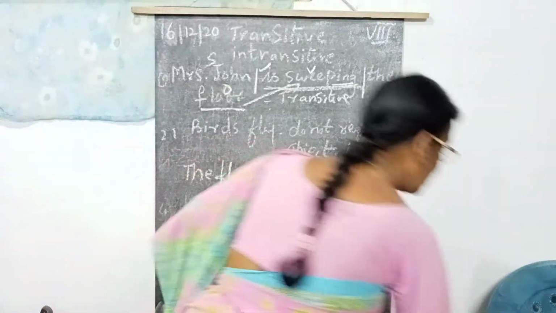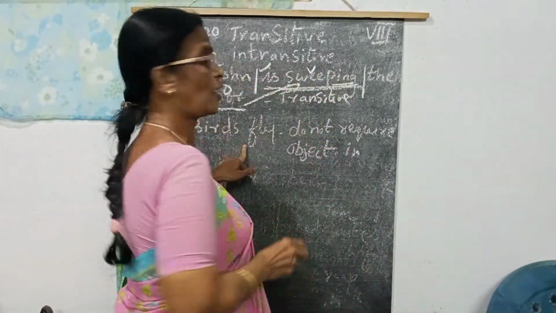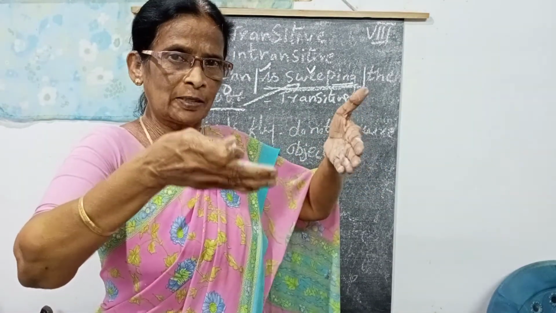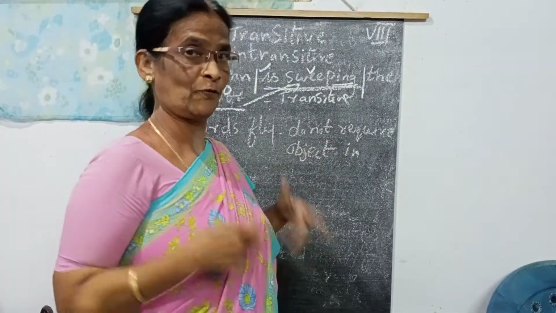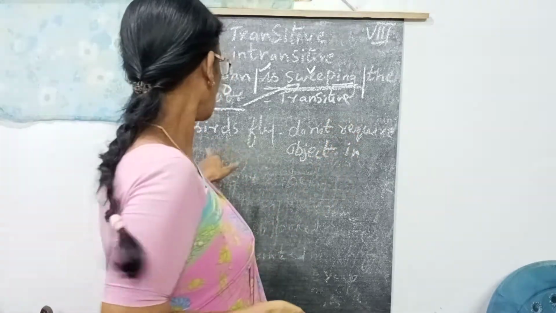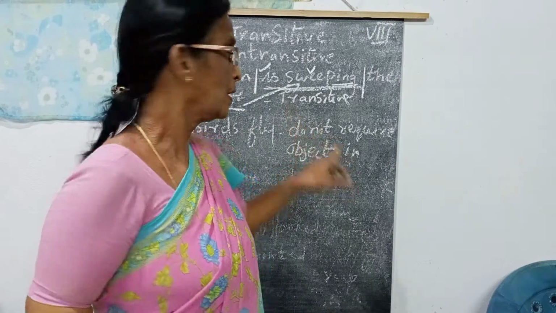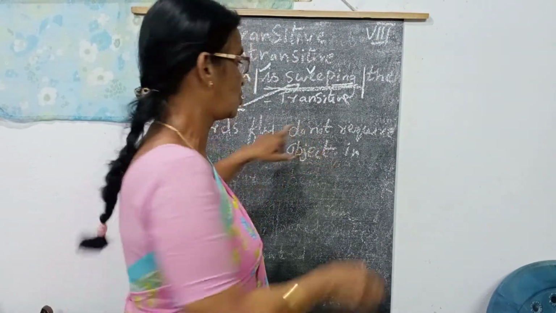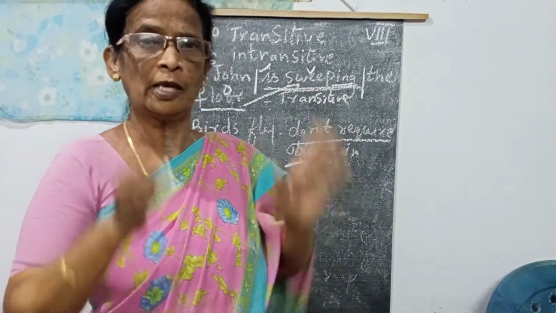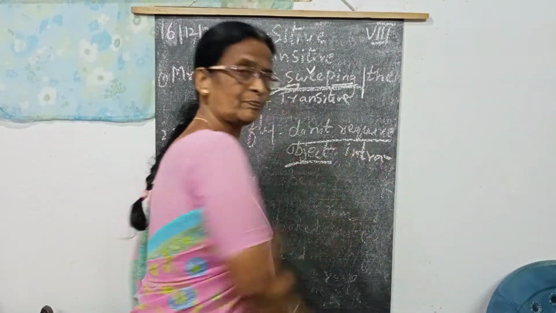The next one, intransitive. Birds fly. Is there an object? No. Birds fly. Only we got half the meaning. Birds fly, where? That is another one. When there is a where, you can get the transitive. So, birds fly, there is no object. So that is the intransitive. They do not require the object. Where there is no object, that is known as the intransitive.